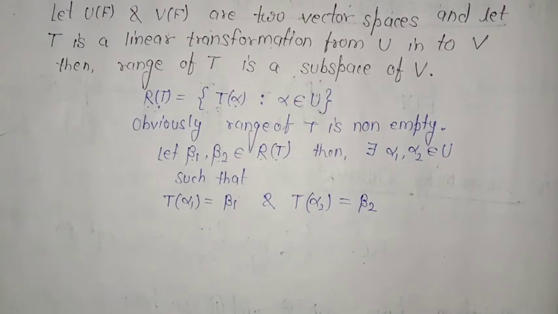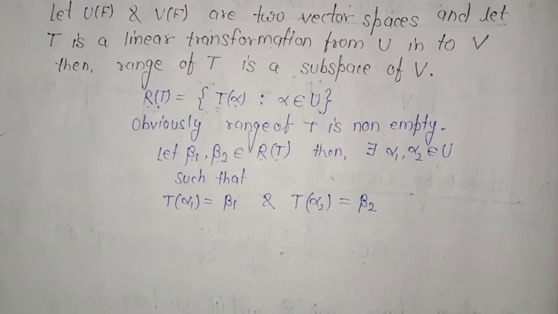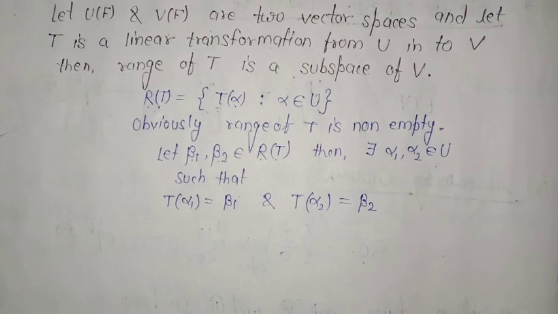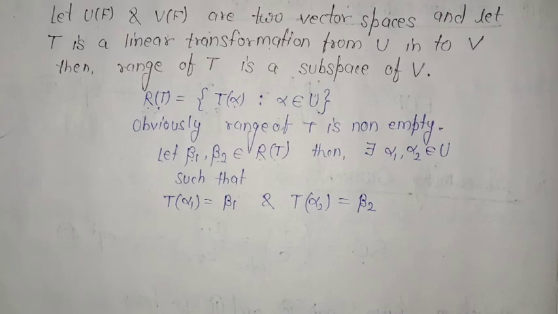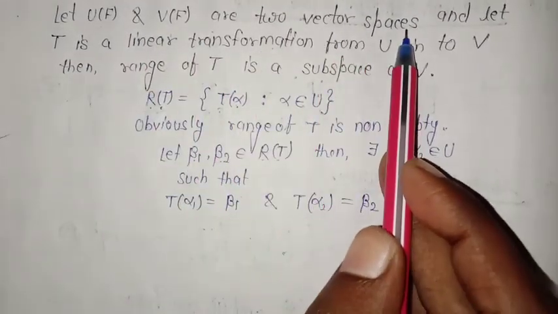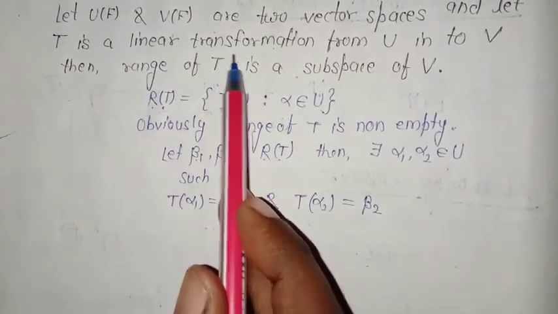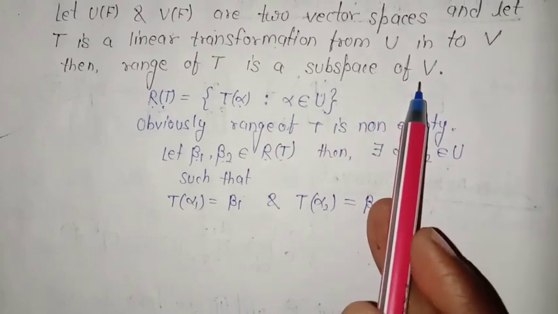In my last lecture, I discussed the definition of range space and null space. Today I am going to discuss the subspace property of range of T and nullity of T. So let U(F) and V(F) be two vector spaces and let T be a linear transformation from U into V, then range of T is a subspace of V.